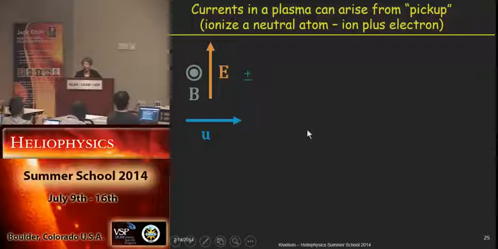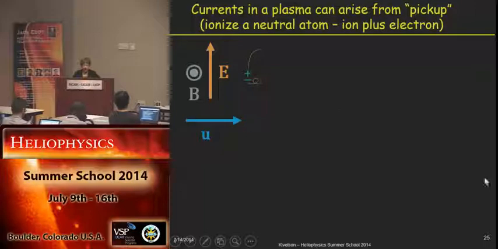What's exerting a force on an ion, a positive charge at rest? Does a magnetic field exert a force on a charge at rest? No. Okay, Nathan, the electric field. So which direction will the ion move? Good. And which direction will the electron move? Down. Okay. So here they go.